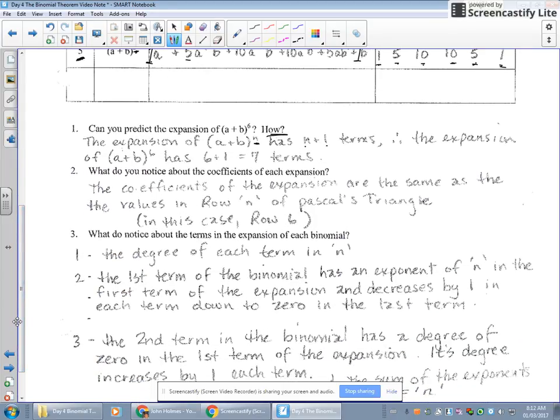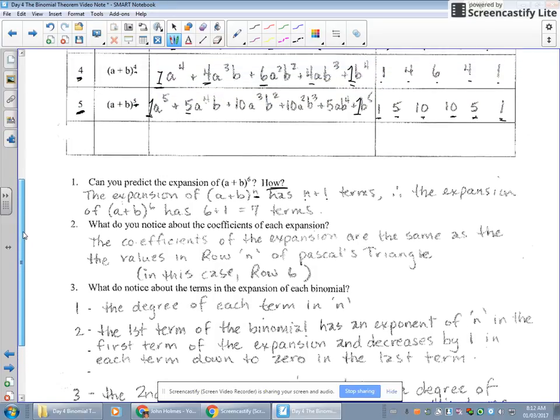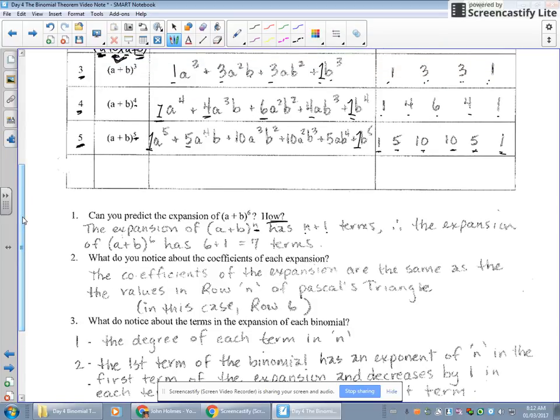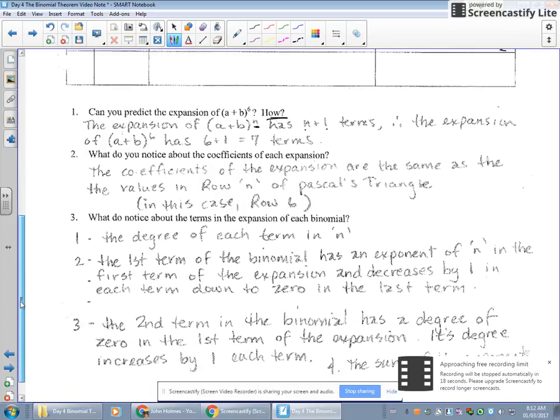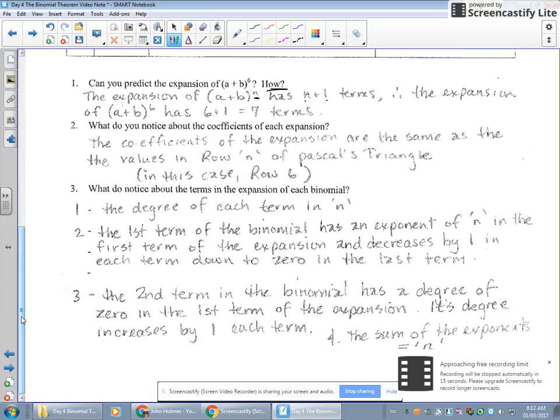And so what do we notice about the terms in the expansion of each binomial? The degree of each term is n. In this case, we've got 5. Here we have a to the fourth times b to the 1, that's a 5. A cubed b squared is a 5. 2 and 3 is 5. 1 and 4 is 5, and then 5. So we're getting that the degree of each term is n. For the first term of the expansion, the exponent of the second variable decreases by 1.